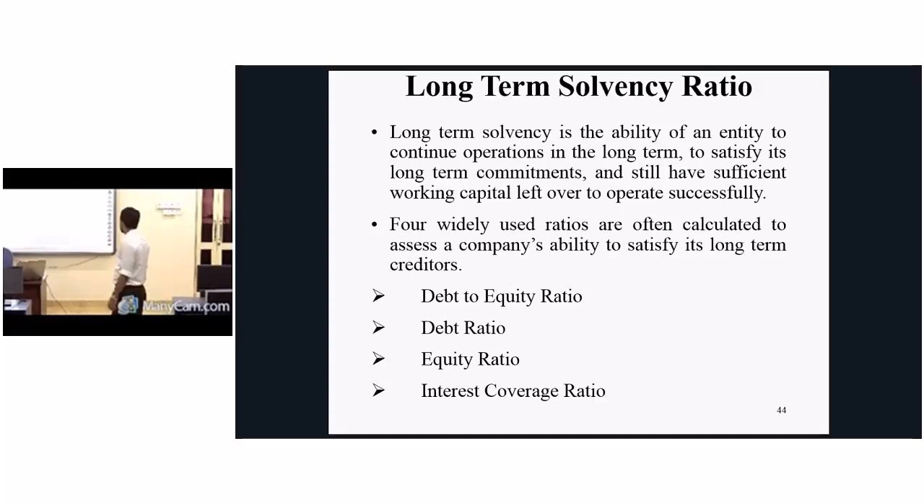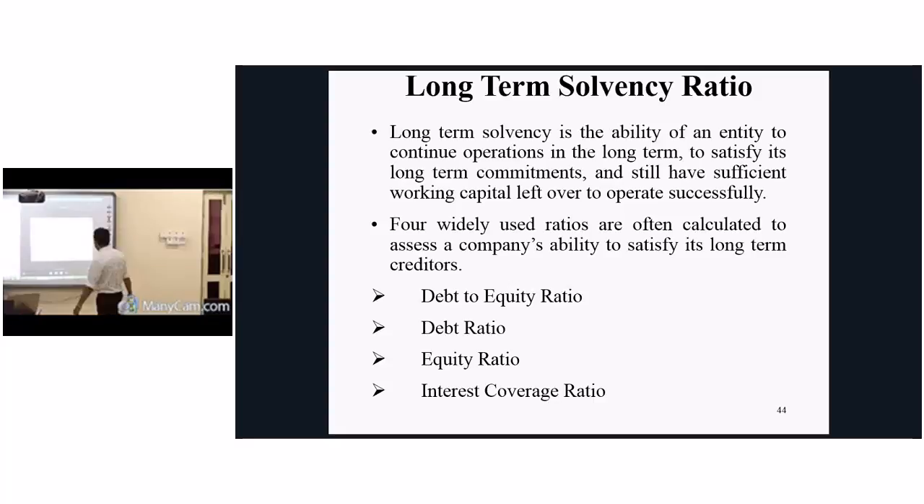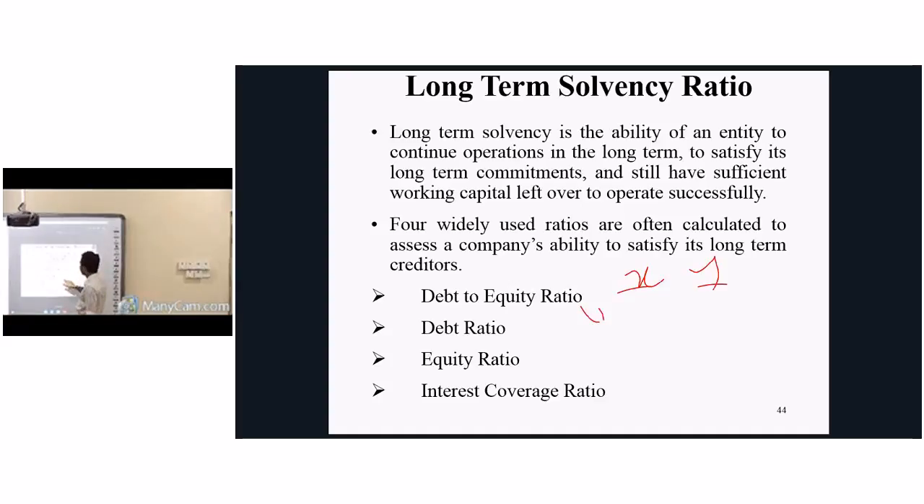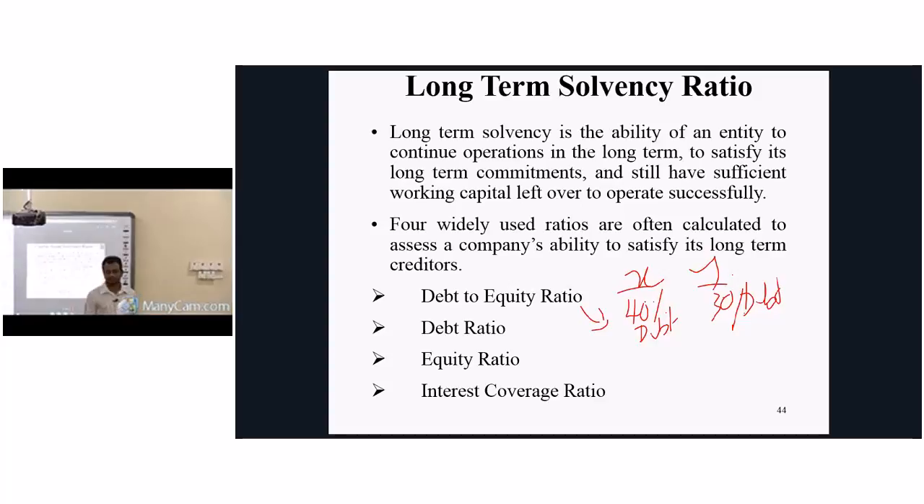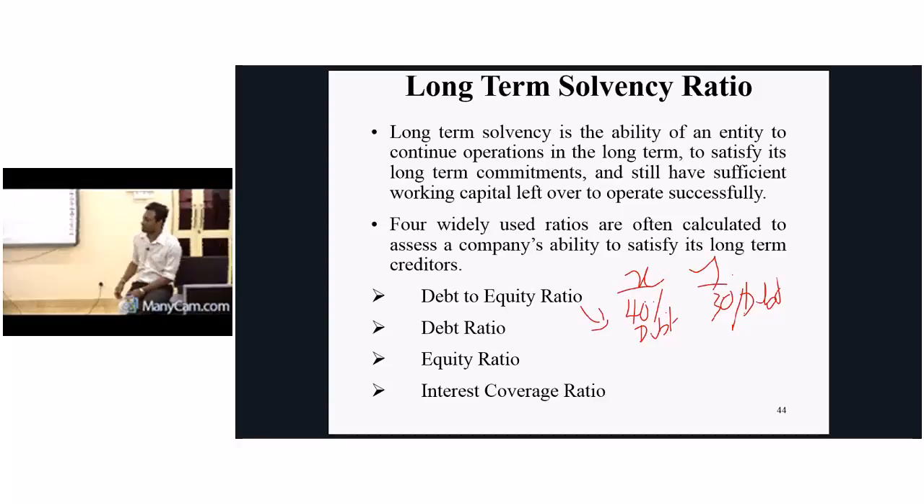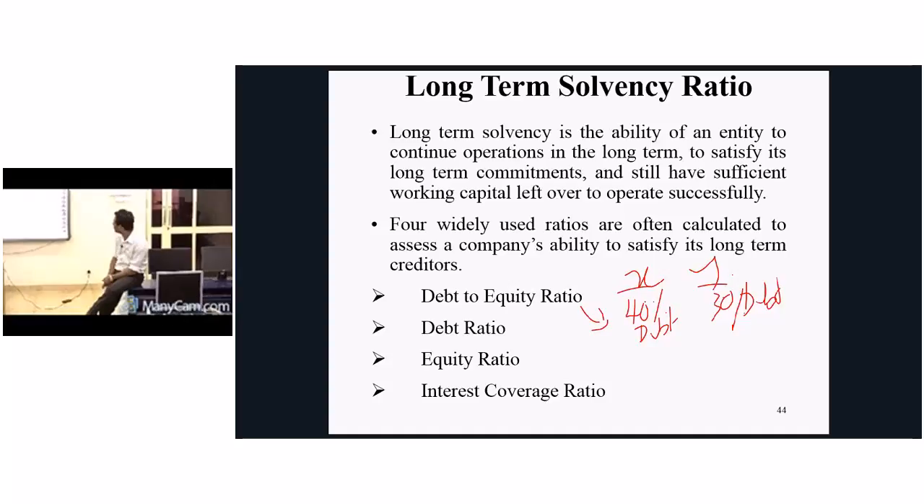So then usually we ask which one should be more. Let's say there is a company X. This ratio, debt to equity ratio, let's say it's 40% debt. Here, let's say 30% debt. Which one is good? Debt to equity ratio, or you can say 0.4, 0.3. Which one is good?